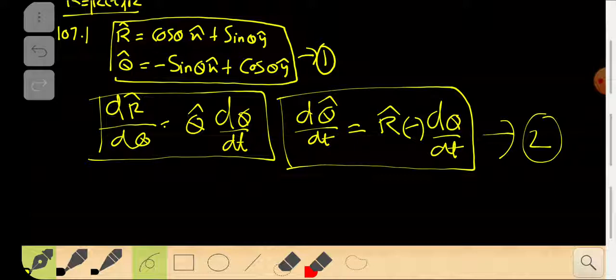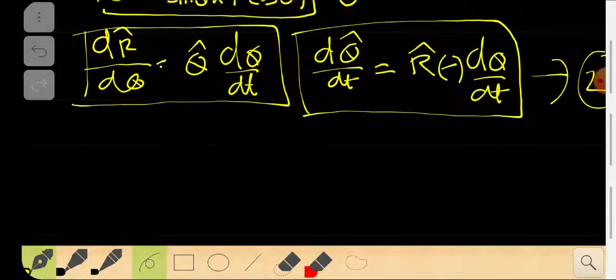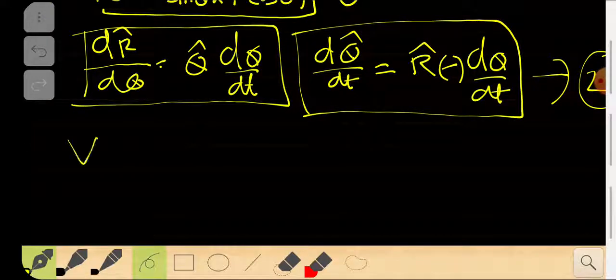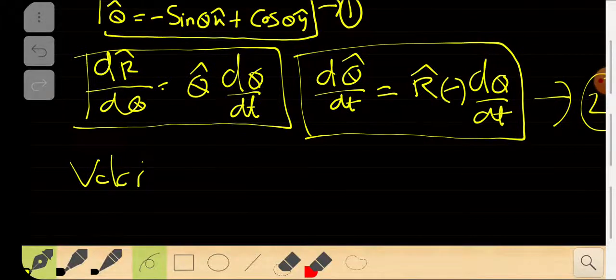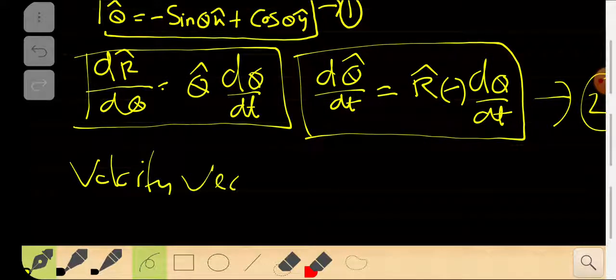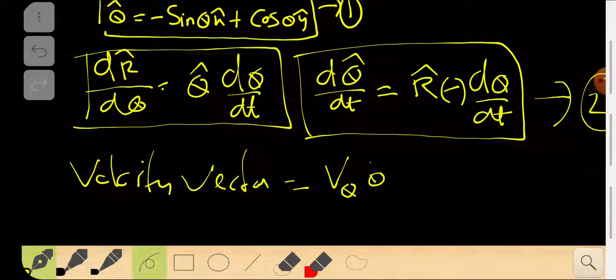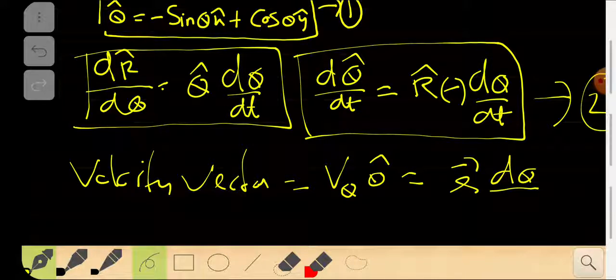Now, before this lecture, this is all the things that you have learned. You have also learned about the velocity vector, if you remember. The velocity vector has v of theta in the theta cap direction, which is equal to r times d theta by dt in the theta cap direction. That was also something that we derived.